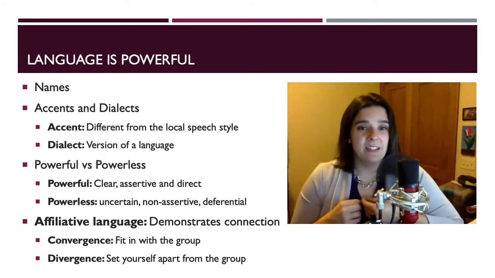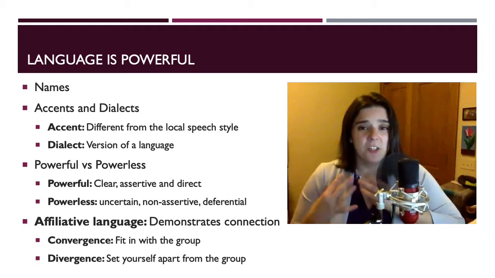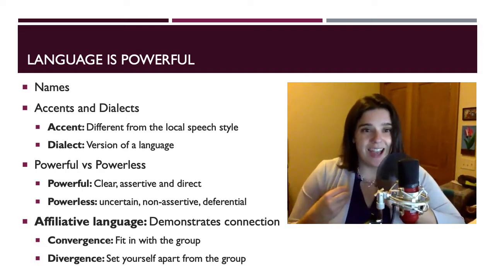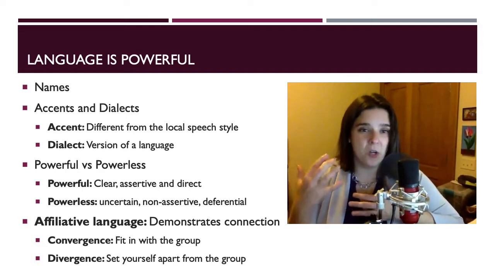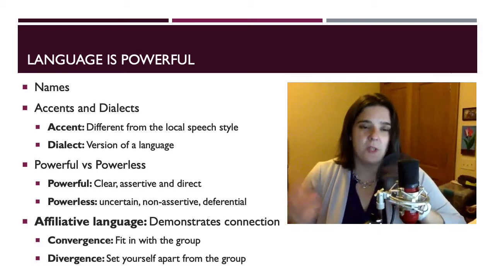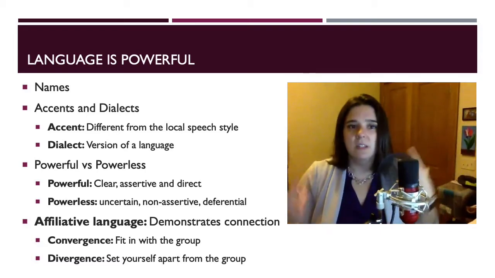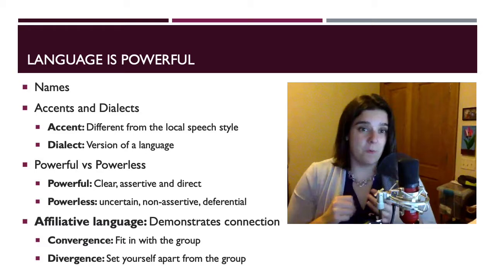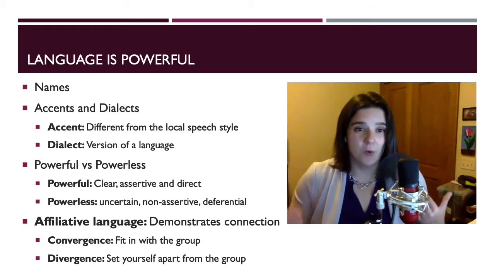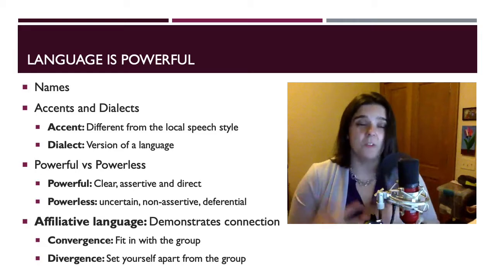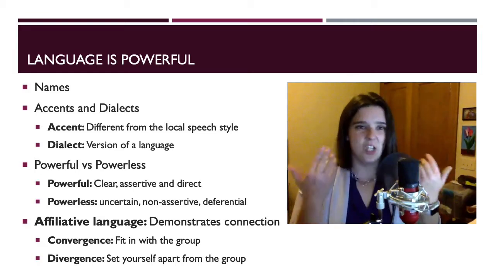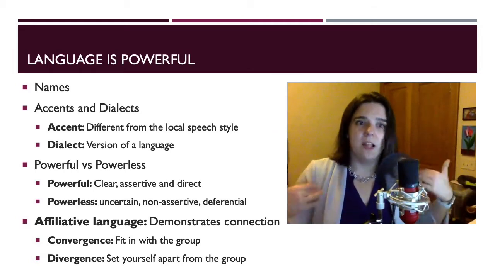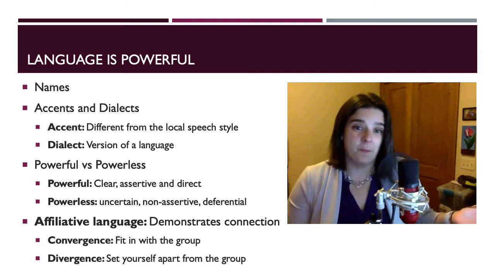Finally, we have affiliative language. Affiliative language demonstrates connection within a group. There's convergence and divergence. First, let's start with affiliative. Affiliative language is when you all start to use the same language as a group. A sports team is a really great example of this. So if you're a fan of a certain sports team and there's certain things that you call yourselves or language that you use, you're going to use that language to demonstrate connection to your fellow fans.